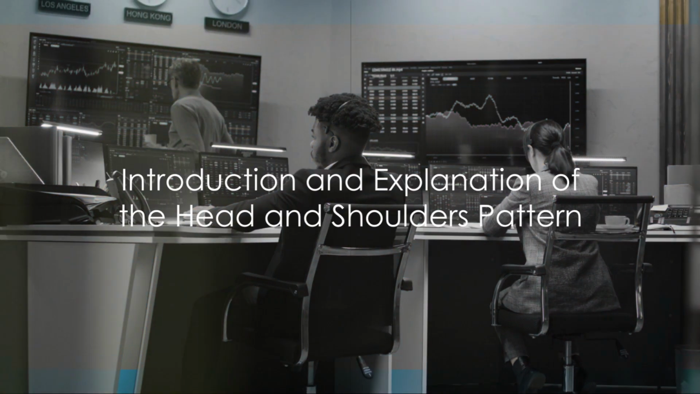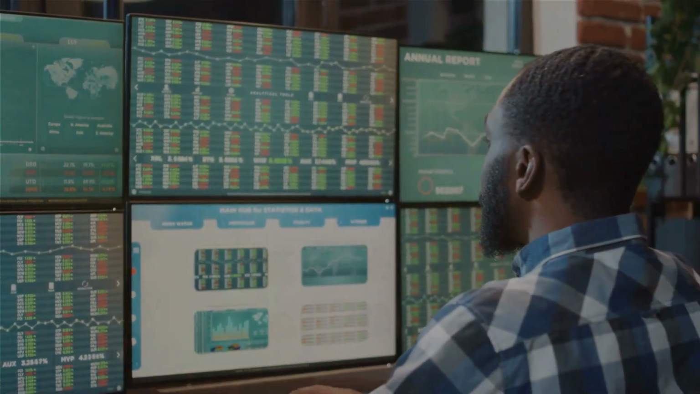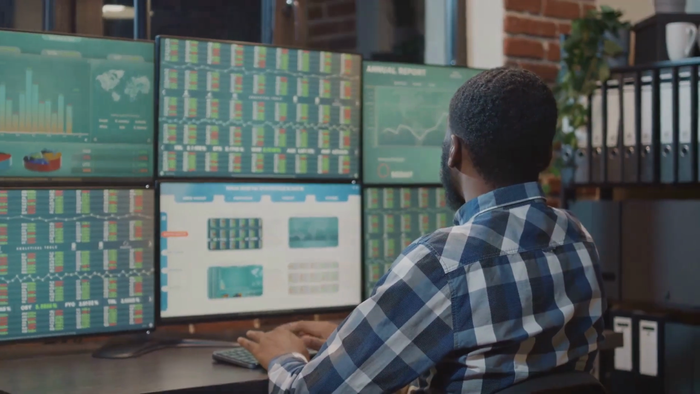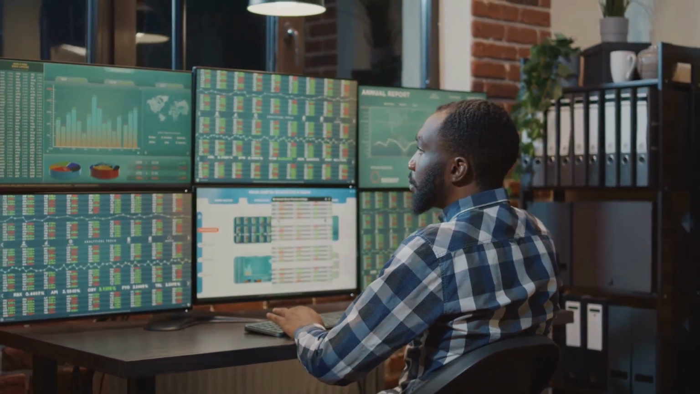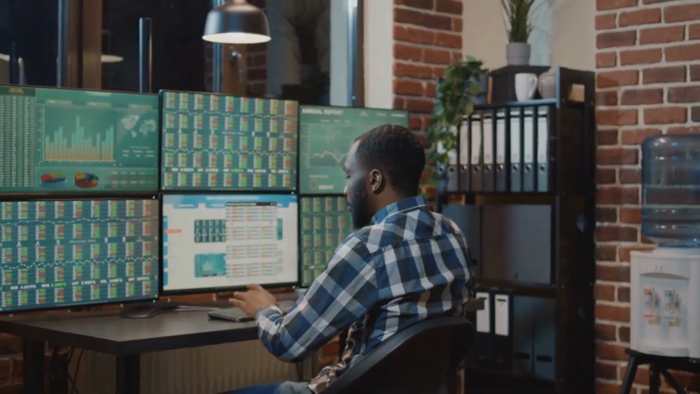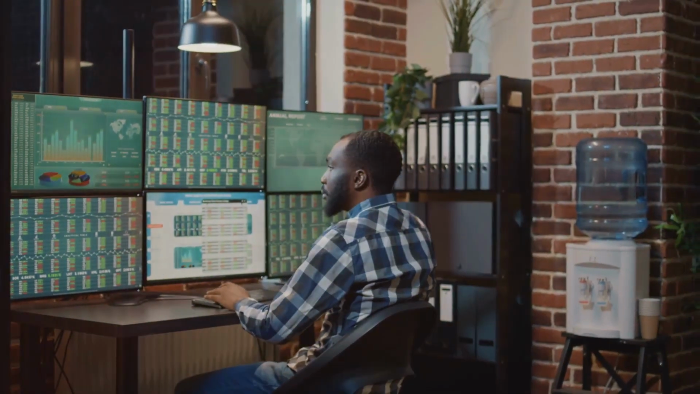Ever wondered why the head and shoulders pattern is such a big deal in trading circles? Well, it's time to satisfy that curiosity. Welcome to another insightful session where we demystify the complex world of trading.